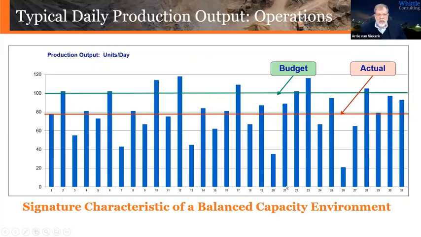This, ladies and gentlemen, is the signature characteristic of a balanced capacity environment. And I hope this doesn't look familiar from your environment. There's the budget, the green line. We're not making budget. We're struggling because we always fall short. And there's huge variation from day to day. So this is your daily output graph. It's a very clear indication that you've got a balanced capacity environment. And then I get very excited because there's huge potential for improvement.